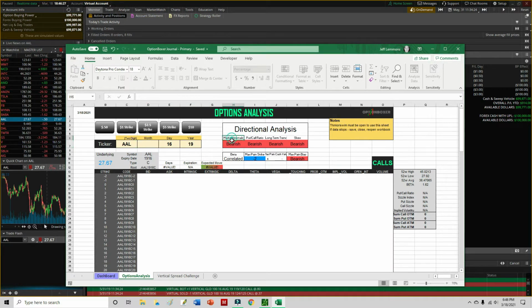The one thing you can't trust is the market internals, and you'll notice that there is some data that won't pull in here, but the rest of it is relatively useful.